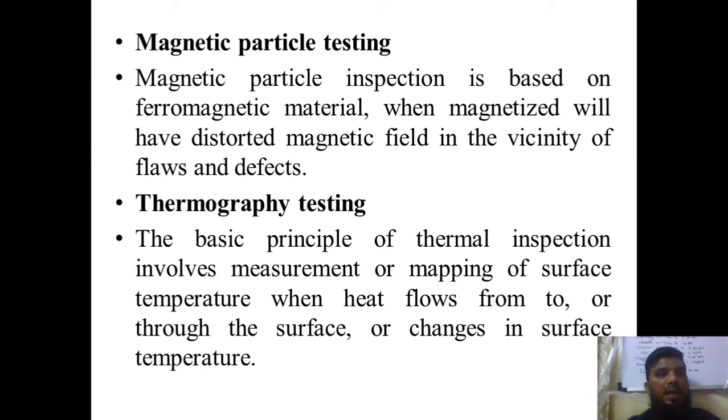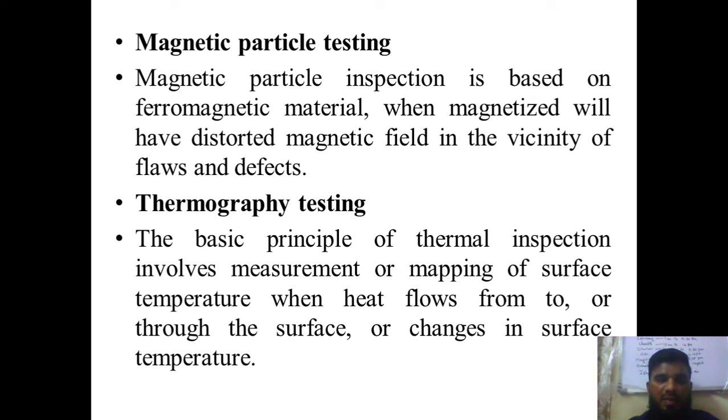Next is magnetic particle testing. In this magnetic particle testing, most probably we will go for ferromagnetic properties only. Ceramics cannot be tested this way, because ceramics are not good conductors of electricity or magnetic properties. When they are magnetized, they will have a distorted magnetic field in the vicinity of flaws. For example, we might have studied in 12th class that when a magnet is brought near a permanent magnet, there will be some flow of magnetic lines around the material that can be analyzed by passing a needle around it.